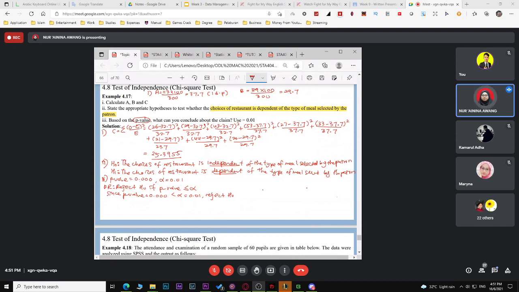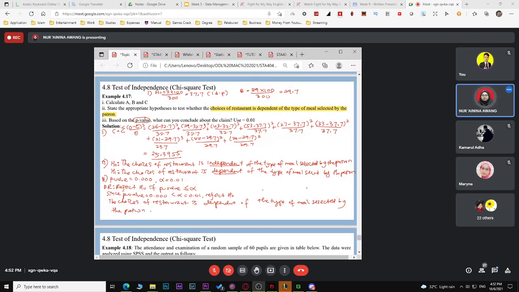You can choose either one. Or you can just directly write reject H null. This is your conclusion. That is also fine. So the choice of restaurant is dependent. Alright, so that is how to answer the question for example 4.17.